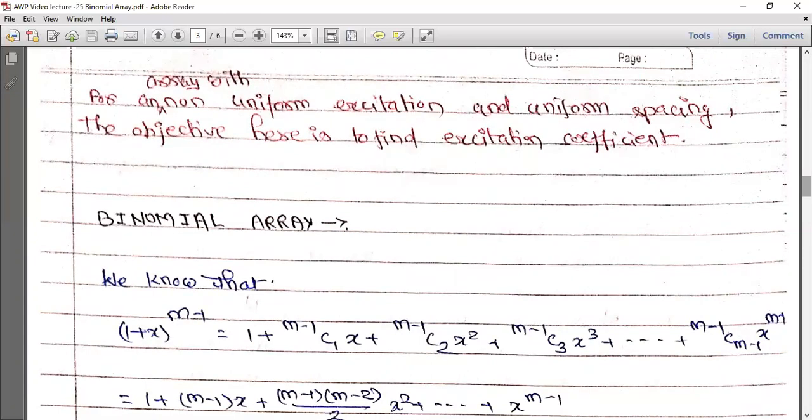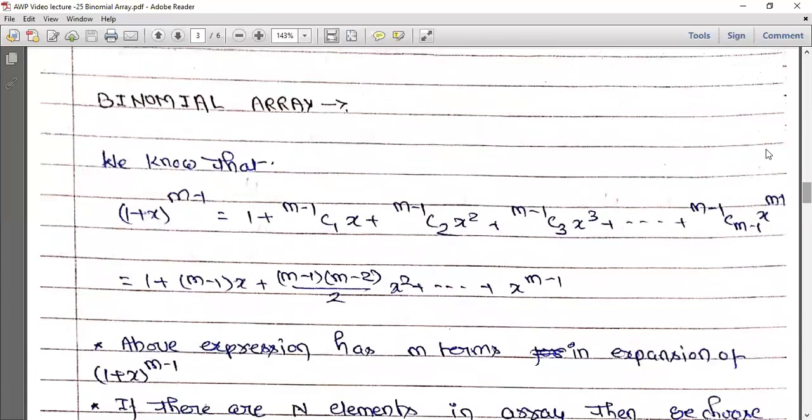Now we know that binomial expansion says 1 plus x to the power m minus 1. Actually, binomial expansion can be expanded from a plus b to the power m. For our case, we consider a to be 1 and b to be a variable x. So it is 1 plus x to the power m minus 1. If we expand it using binomial expansion, it looks like 1 plus m minus 1 c1 x plus m minus 1 c2 x square plus m minus 1 c3 x cube and so on up to m minus 1 c m minus 1 x to the power m minus 1.